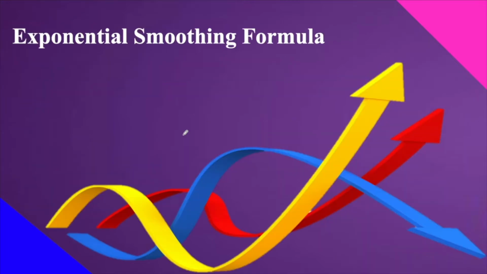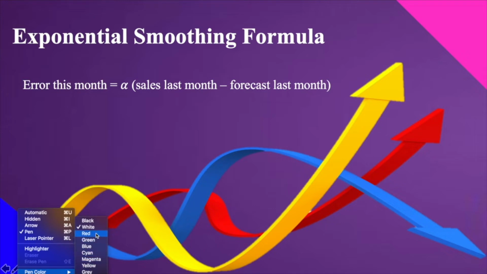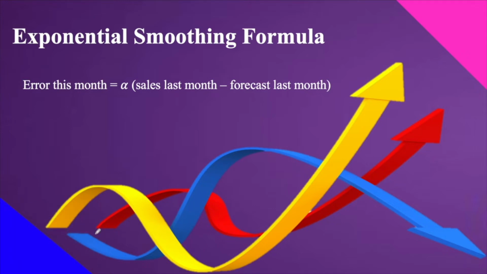Okay. Now, with regards to exponential smoothing, we have this formula. Actually po, dalawa yan. Okay. For the first formula, error this month is equal to the alpha value or our smoothing constant multiplied to the difference of our sales last month and the forecast last month.